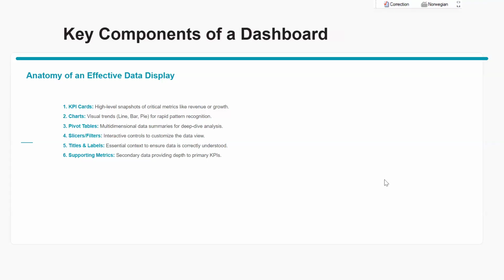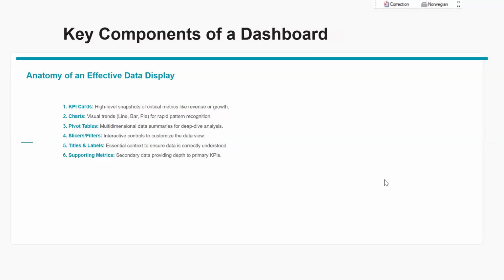Slicers and filters, interactive. When I say interactive, that's the slicers and the filters. So your dashboard should have slicers and filters to enable interactivity, so that someone can easily drill down to what he wants to do. He can go as granular as possible. Okay. Titles and labels.